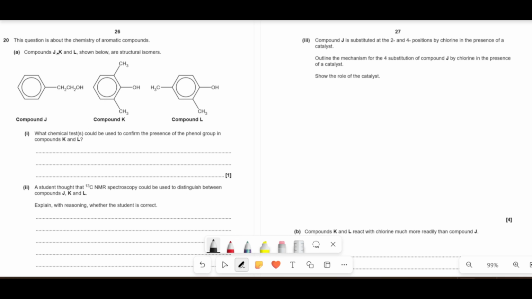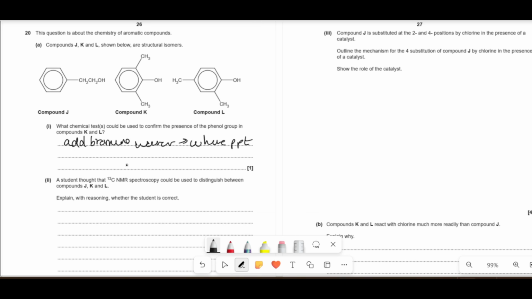This question is about the chemistry of aromatic compounds. J, K, and L are shown as below, and their structural isomers. So again, it's always helpful to just quickly identify what you see here. So we've got an alcohol there, we've got a phenol, and then we have another phenol here. What chemical test can be used to confirm the presence of the phenol group in K and L? So the one that I've always learned is add bromine water, and you get a white precipitate.